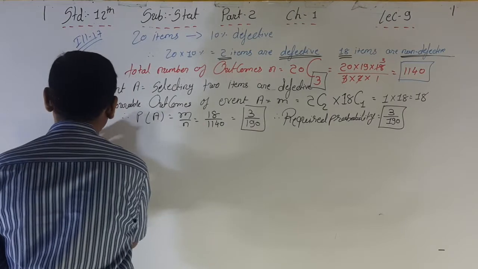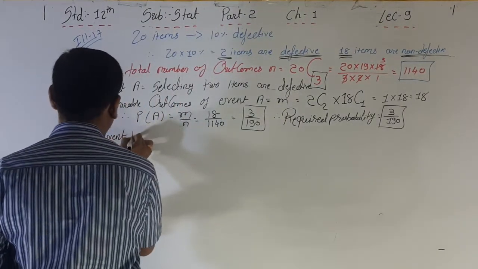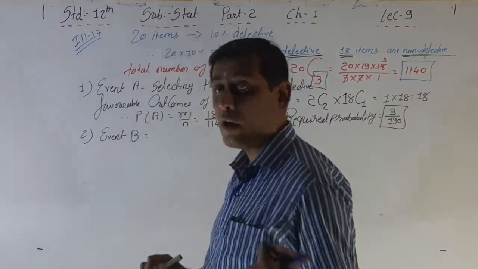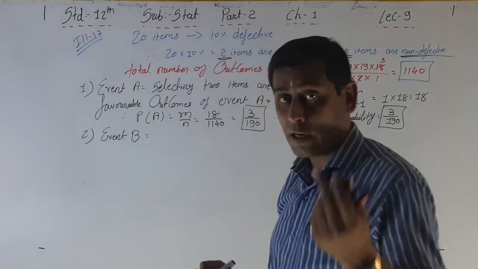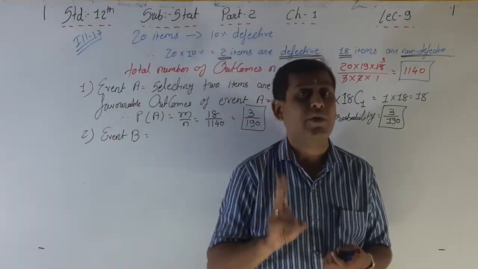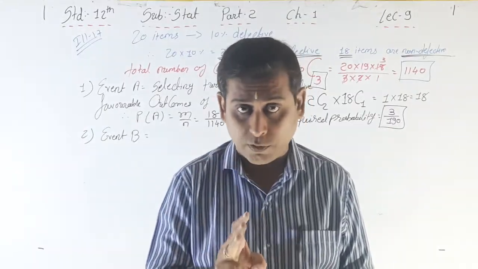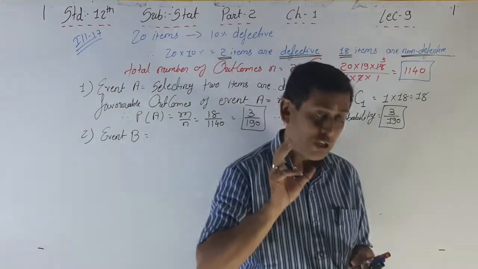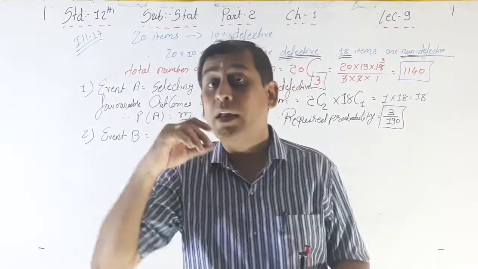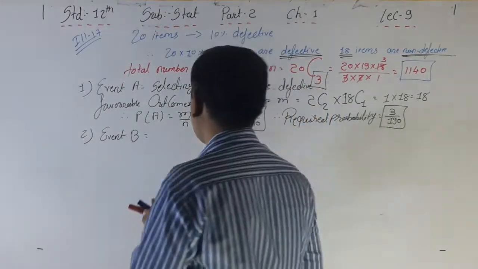Now the second one, event B. Two items are non-defective. Again, only 2 items, the specification regarding only 2 items is given. Okay, and we want a total of 3 items compulsorily. We have to select 3 items from the box. So if 2 are non-defective, it means indirectly 1 is defective.